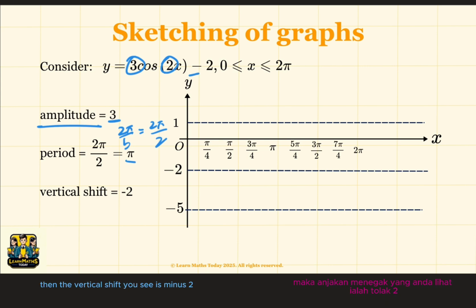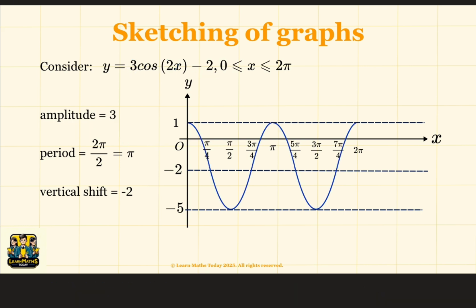Then the vertical shift you see is minus 2. So the graph actually looks like this, okay? The vertical shift will shift my graph down to minus 2. So my middle value of the graph is now minus 2. And the amplitude is 3, right? So I go up 3 units: 1, 2, and 3. Then I also go down 3 units: 1, 2, and 3.